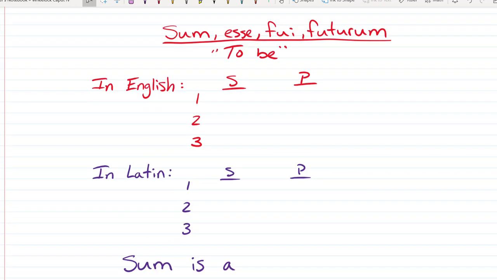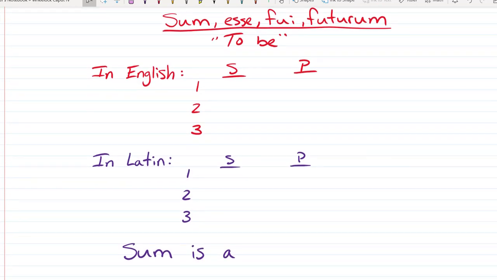Moving on. The other major thing that's introduced in this chapter is the verb to be. Sum, esse, fui, futurum, to be. And if you notice there, none of the forms really follow a pattern. This is true in almost any language. The verb to be is irregular, meaning that its forms don't follow whatever pattern we would expect.